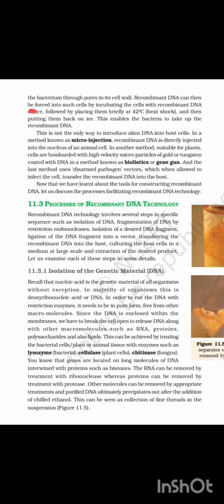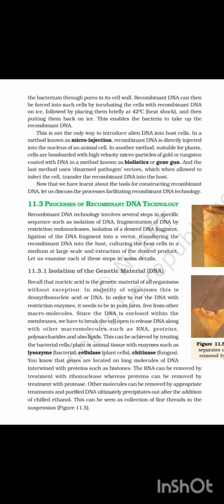Recombinant DNA can then be forced into such cells by incubating the cells with recombinant DNA on ice, followed by placing them briefly at 42 degrees Celsius (heat shock), and then putting them back on ice. This enables the bacteria to take up the recombinant DNA.